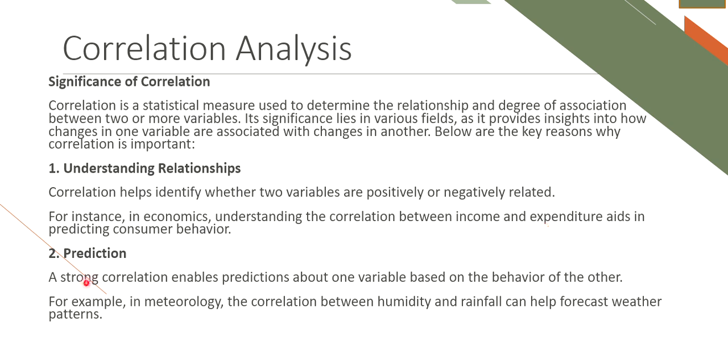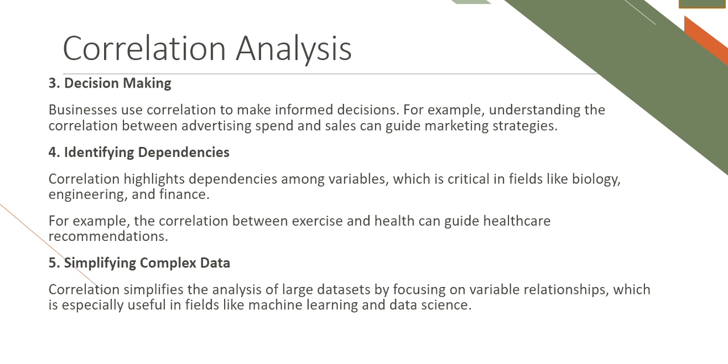Then next one is we use correlation for prediction. For example, for weather prediction, depending on the humidity and rainfall, it can help us to forecast the weather. So in such situation, we use again the correlation. Okay. And the third one is decision making. Of course, for understanding between the amount spent, sales can guide the managing strategies or marketing strategies, that decision.